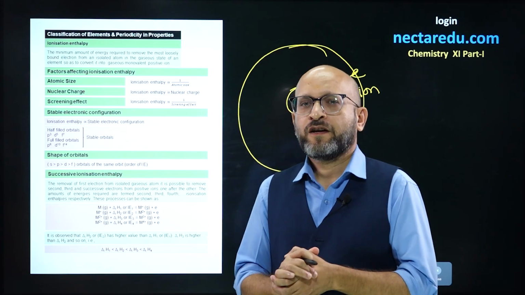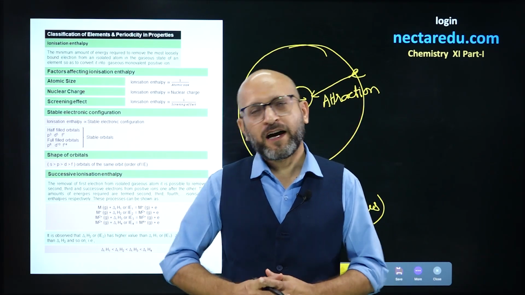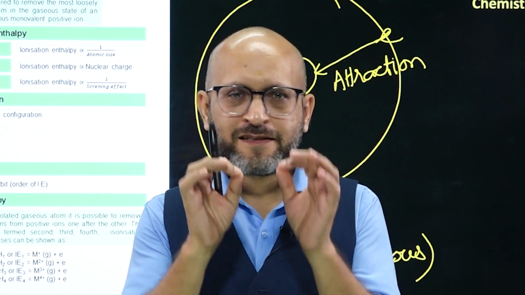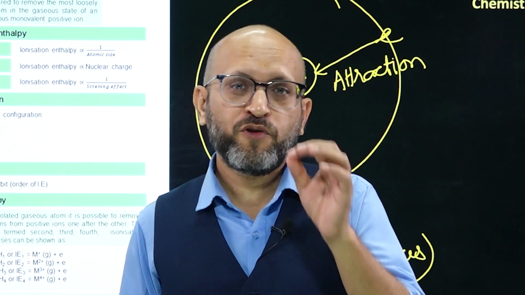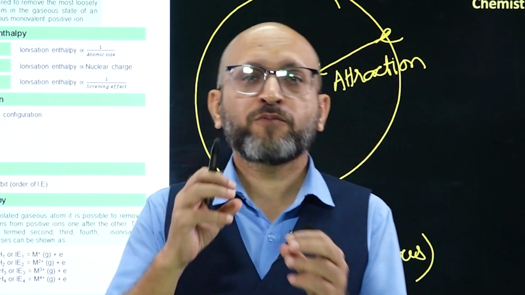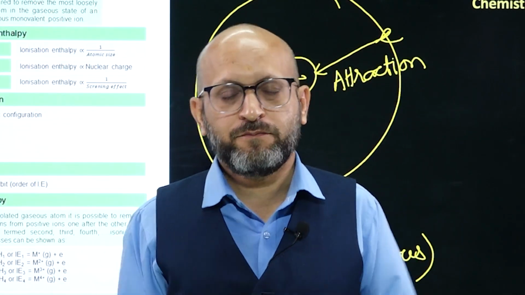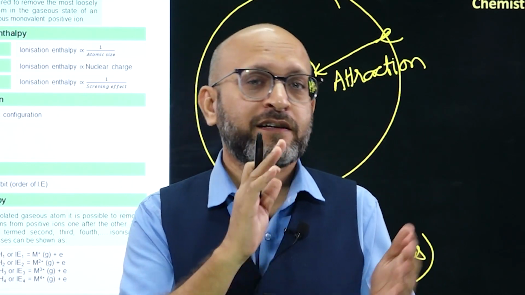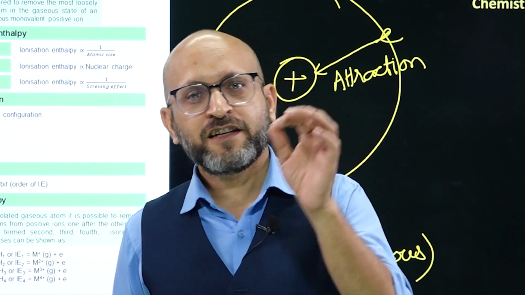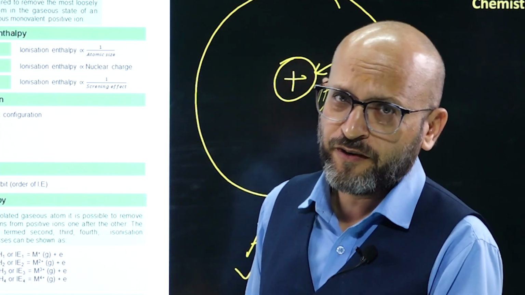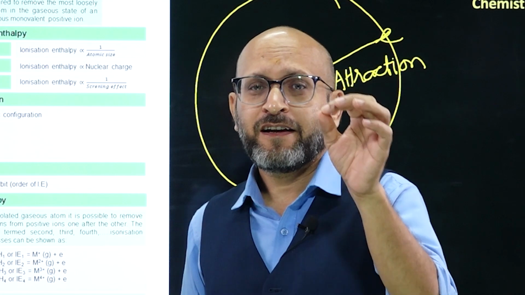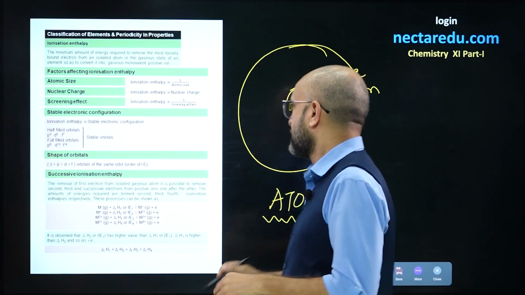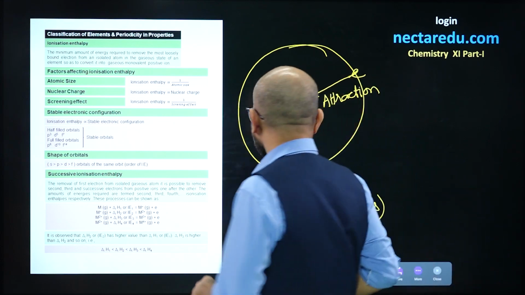Ionization enthalpy. What do you understand from ionization enthalpy? Ionization enthalpy is the energy required to remove an electron from the outermost orbit of the atom. The atom should be a gaseous atom in the isolated state. So, the energy required to remove an electron from a gaseous atom in isolated state is known as ionization enthalpy. Just look at this figure.